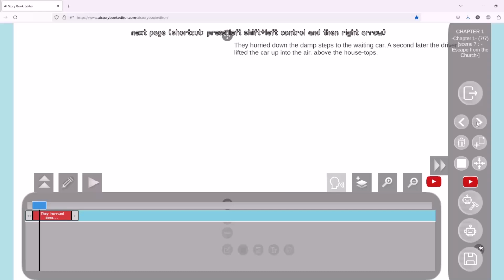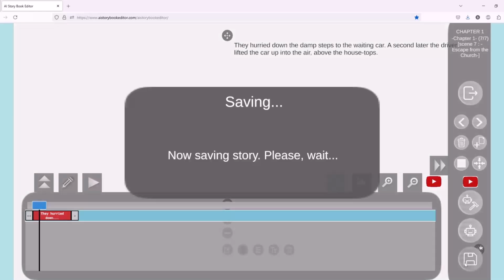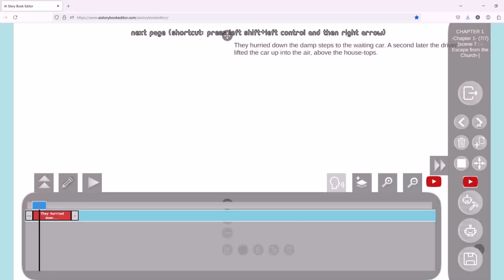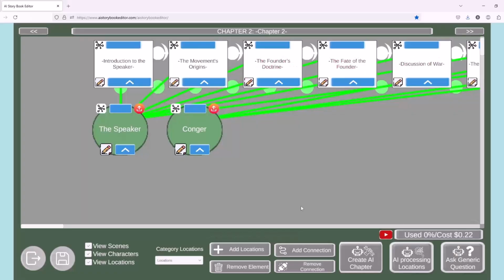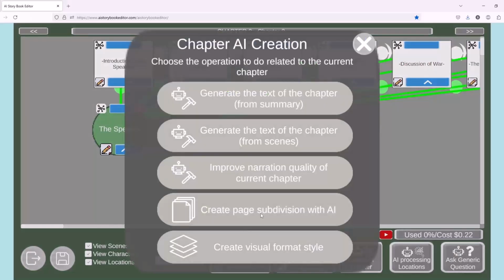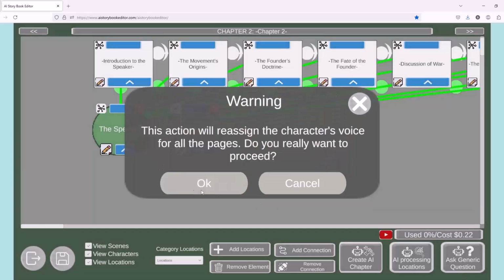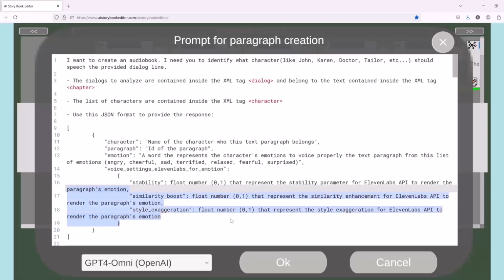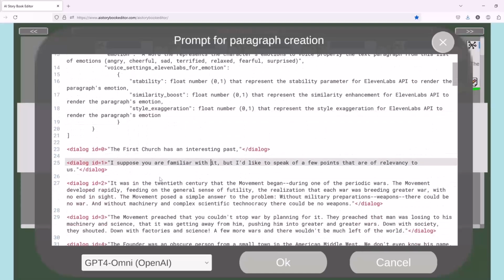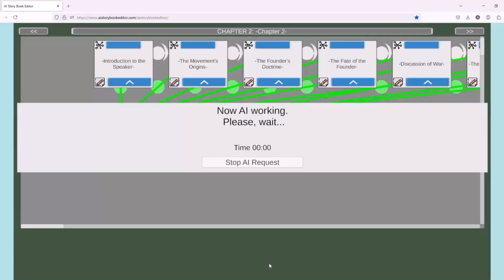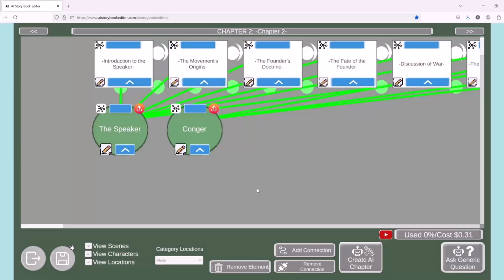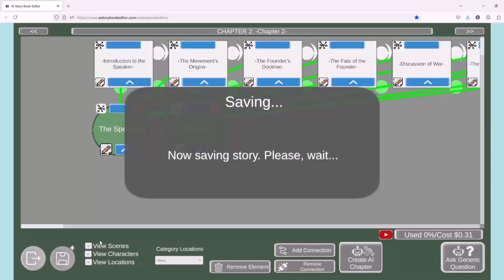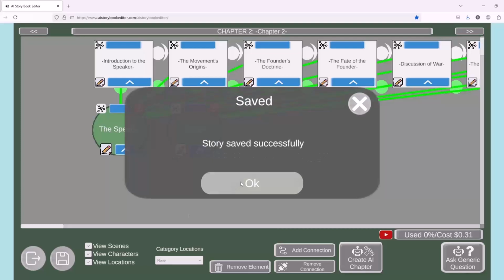Okay, this is the end of the first chapter. Let's save the progress and do the next chapter. We access the metadata level of the chapter and we perform the operation of calculating to each dialogue to what character it belongs. Okay, let's save the progress and review chapter 2.